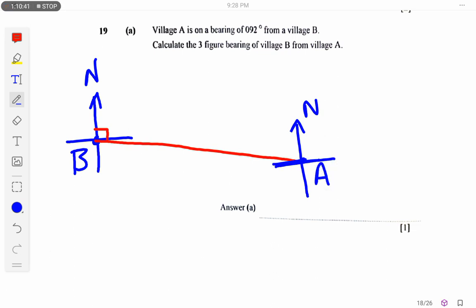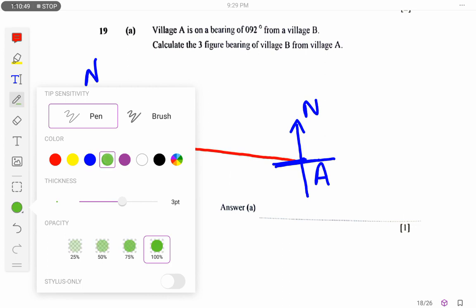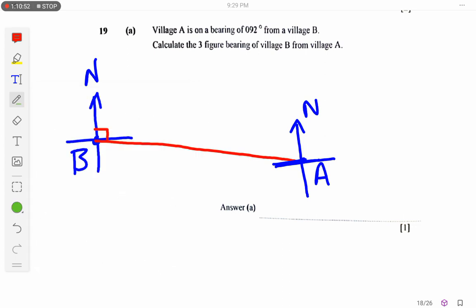What is the next part? Then they are saying calculate the 3-figure bearing of village B from A. So now we want to check village B from A. We are now here and we want to view the 3-figure bearing of B from A. We use our north there, move round and go up to that point like that. So that's the angle that we want.